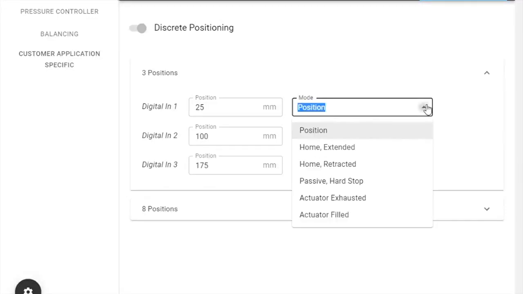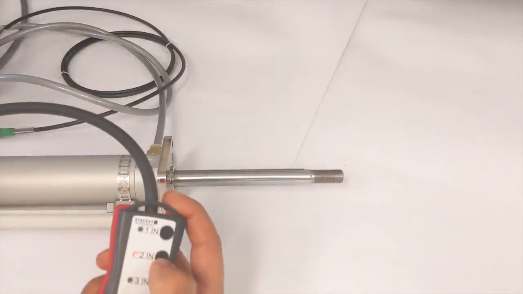Also, each input signal can be set to extend, retract, lock, exhaust, or pressurize the actuator. Here, the digital in 1 will be set to retract the actuator.